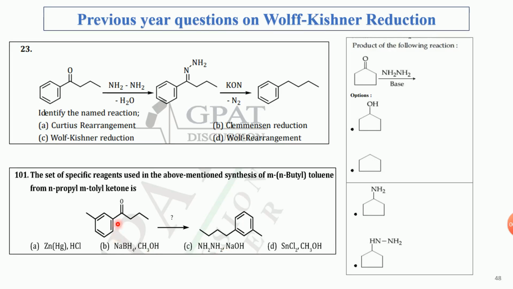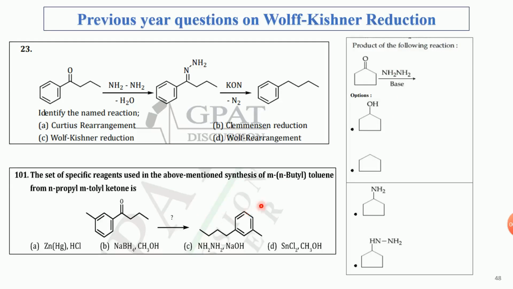But we know the difference between Clemmensen reduction and Wolff-Kishner reduction. Wolff-Kishner reduction is used for acid labile compounds, and Clemmensen reduction is used for base labile compounds. So this is the acid labile compound. Clemmensen reduction can't be used here, but Wolff-Kishner can be used to convert such an acid labile ketone into the alkane. So option C is correct for this question.